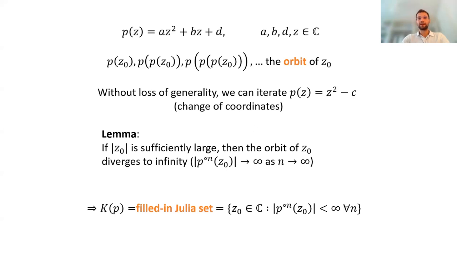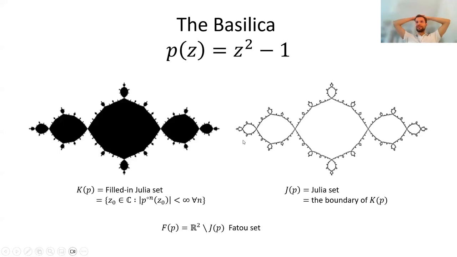And let us see how these creatures look. Let's consider one very classical example, which is called the basilica. This is the polynomial z squared minus one. On the left, you can see a black object, which is exactly the set of points under the iteration of the map which do not converge to infinity. Which means that if I start with these points, they will stay in this black region. Well, for example, if I start with the point zero, then if I plug zero into this polynomial, I'll get zero squared minus one, that will be minus one.